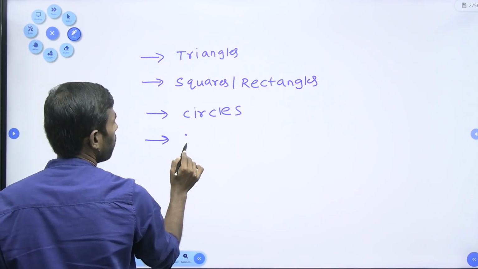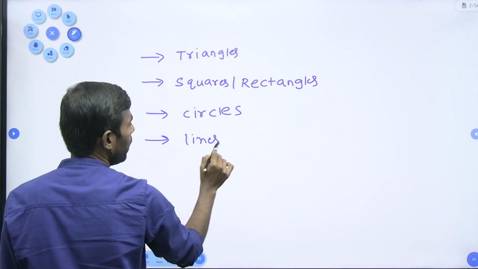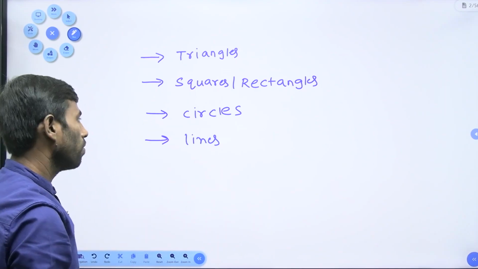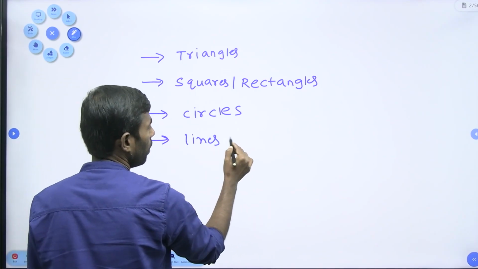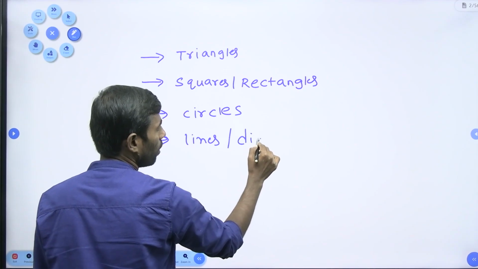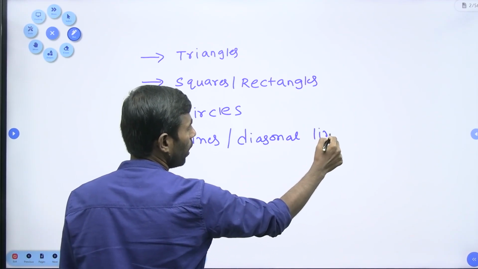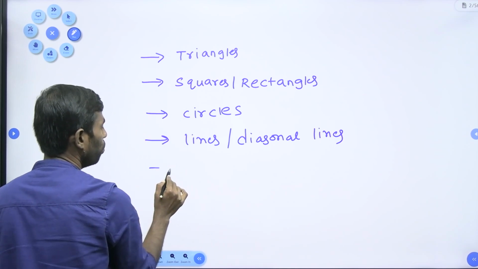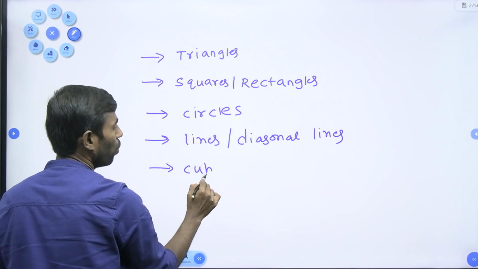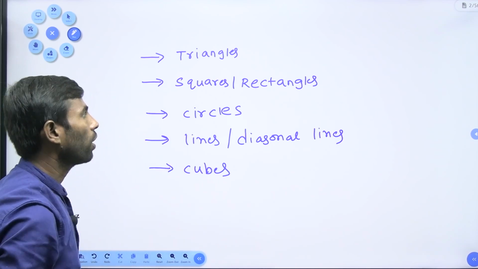Then we go for number of lines. These lines can be slant lines, horizontal lines, vertical lines, diagonal lines. Diagonal lines also we can study in the given figure. How many diagonal lines are there? Then we go for cubes.